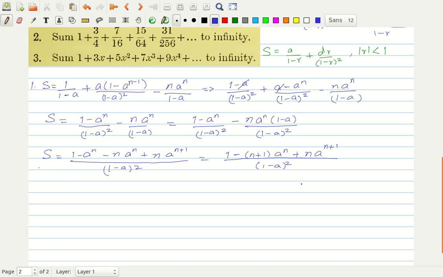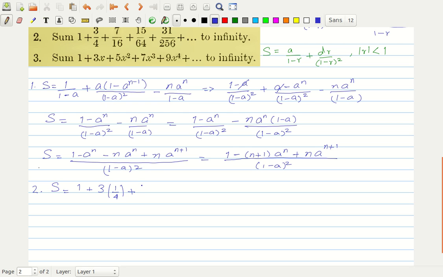Now let us look at problem number 2. In problem number 2, what we see is we have 1 plus 3 by 4 plus 7 by 16 plus 15 by 64. So first let us write it as an arithmetic or geometric progression, if we can write it. So this is S is equal to 1 plus 3 times 1 by 4. We can write 3 by 4 like 3 times 1 by 4.